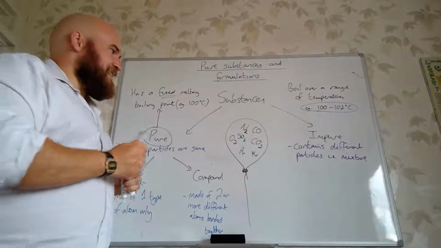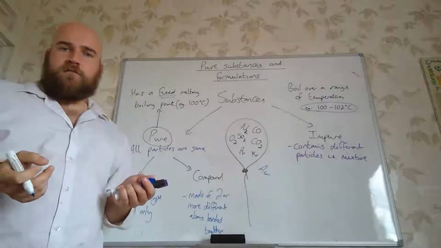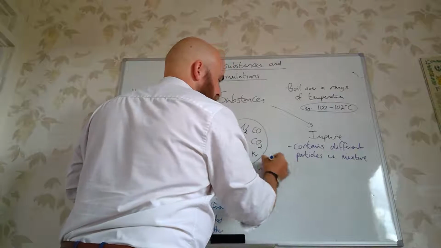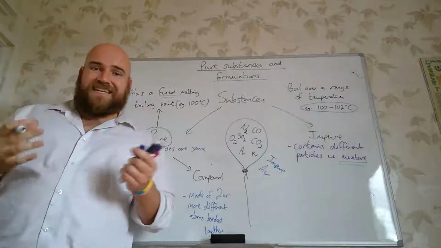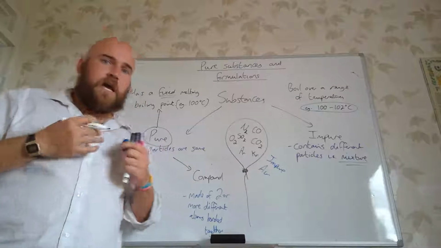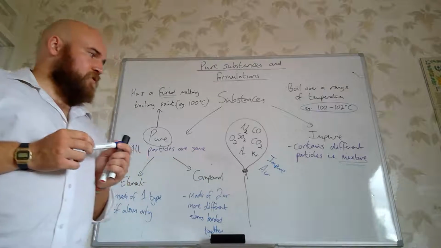So would you say that air is pure or impure? Well, you say it's impure because it is a mixture. Impure substances are mixtures, right? They're all mixed together. You can separate them, all right? But we don't really have to because it's not going to cause us any harm. So that is an example there of an impure substance again.